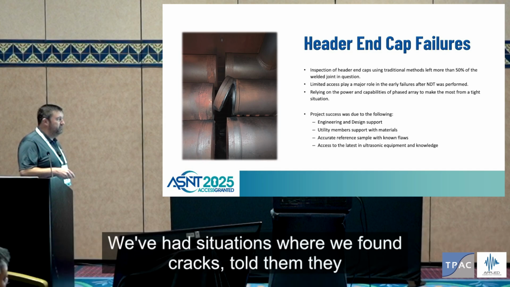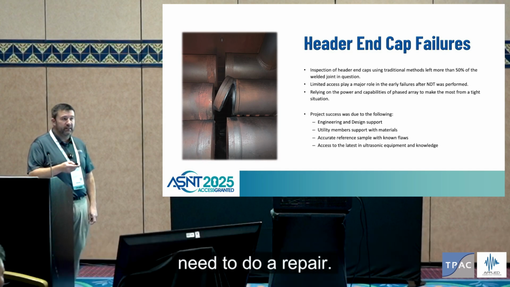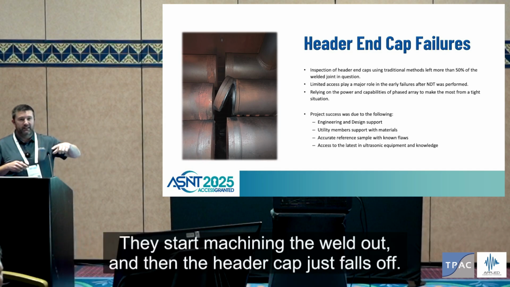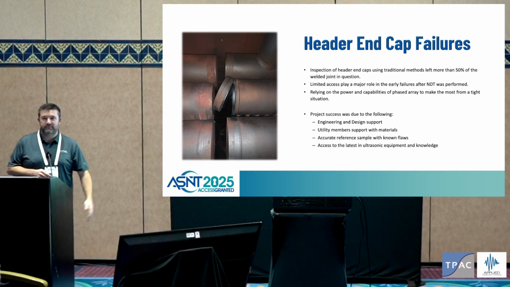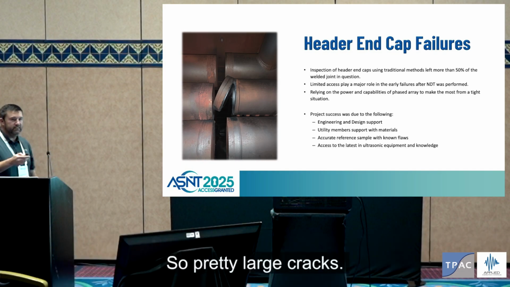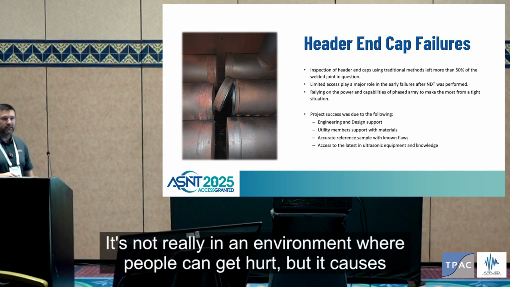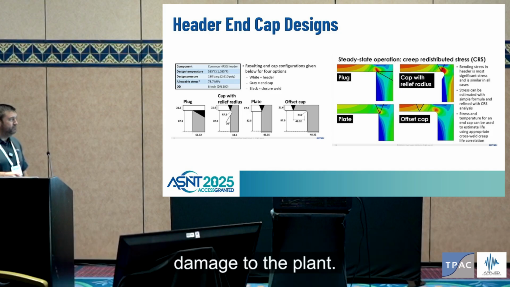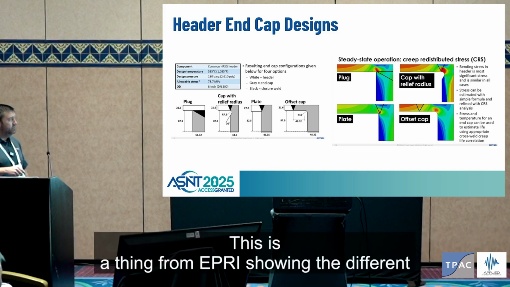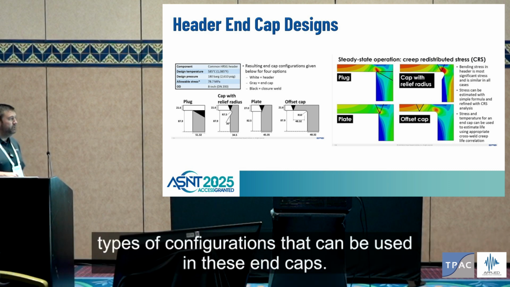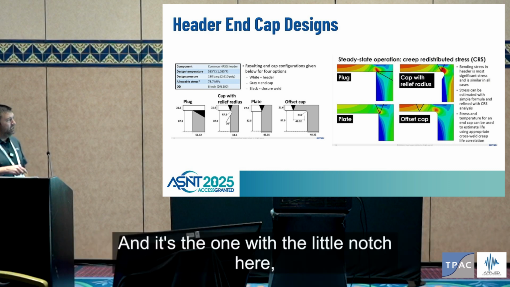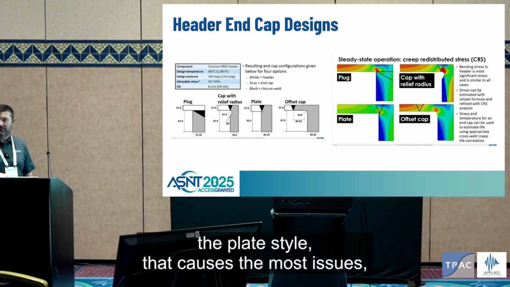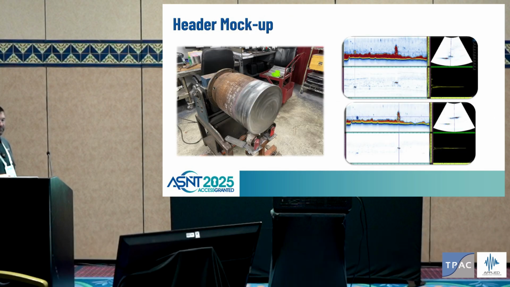We've had situations where we found cracks, told them they need to do a repair, they start machining the weld out, and then the header cap just falls off. So pretty large cracks. Luckily it's contained, it's not really in an environment where people can get hurt, but it causes damage to the plant. This is from EPRI showing the different types of configurations that can be used in these end caps. And it's the one with the little notch here, the plate style, that causes the most issues with a little corner trap right there.